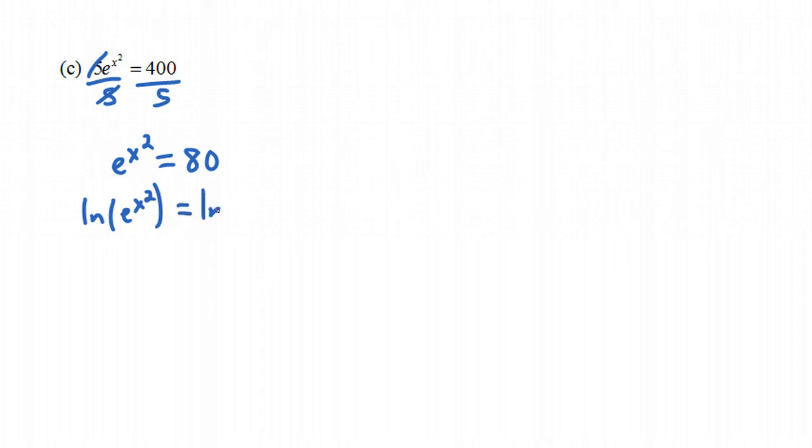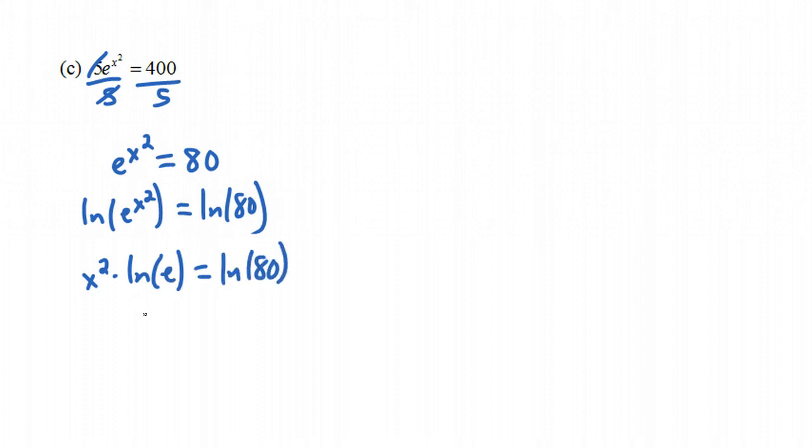Now in part C, we have 5 times e to the x squared is equal to 400. We want to get rid of the 5 on the left side, so we divide by 5. We're multiplying by 5, so we divide by 5 to get rid of it. And we have e to the x squared is equal to 80. 400 divided by 5 is 80. Now we take a natural log of both sides. The left-hand side is just going to simplify to x squared. One way to see that is to bring the x squared out front and multiply by ln of e. But ln of e is just 1. So we have x squared is equal to natural log of 80.